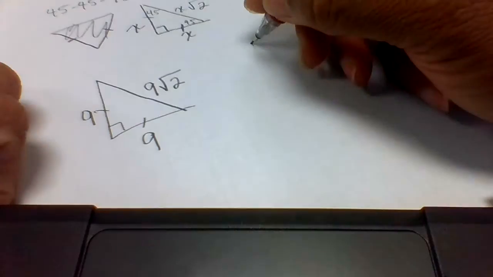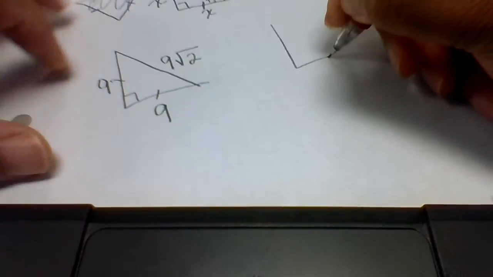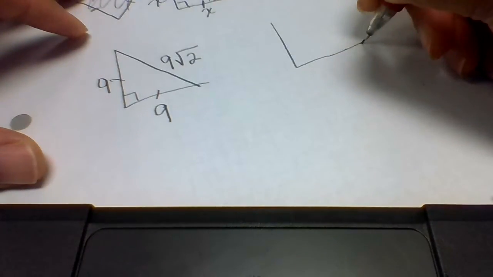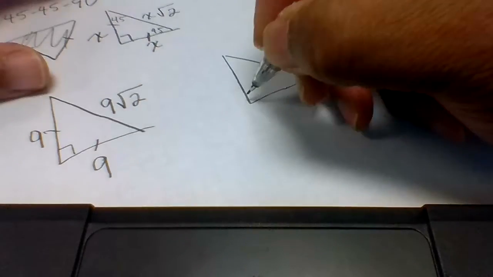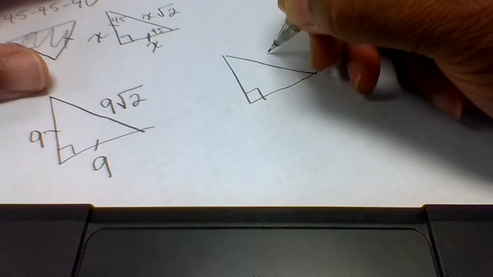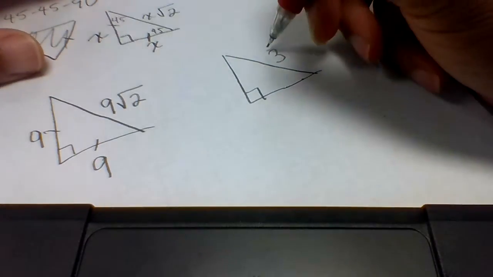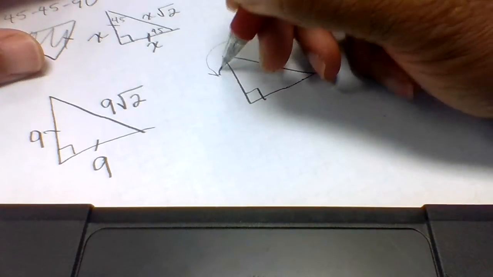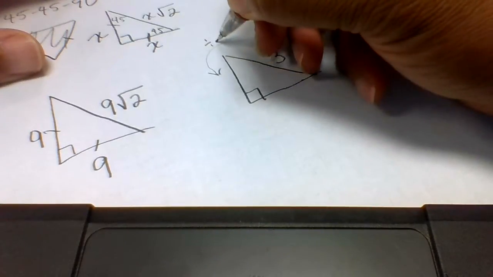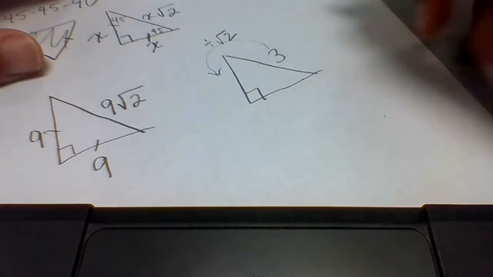Now, if I happen to go the other way, where they give me the hypotenuse first, so like if this is 3, to go this direction to find one of the sides, I got to divide by the square root of 2.